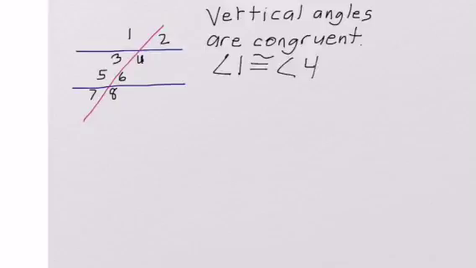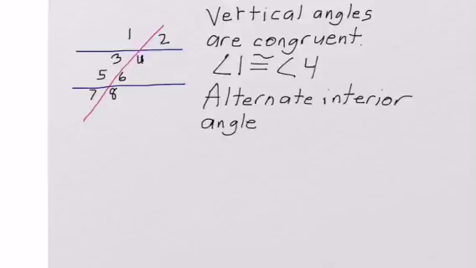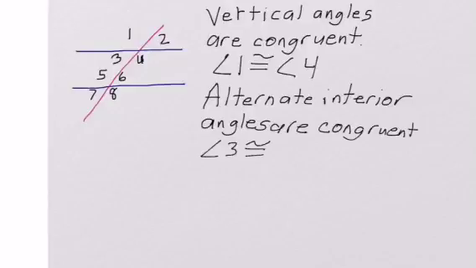The second key result for us is that alternate interior angles are congruent. So as an example of this, angle 3 is congruent to angle 6.